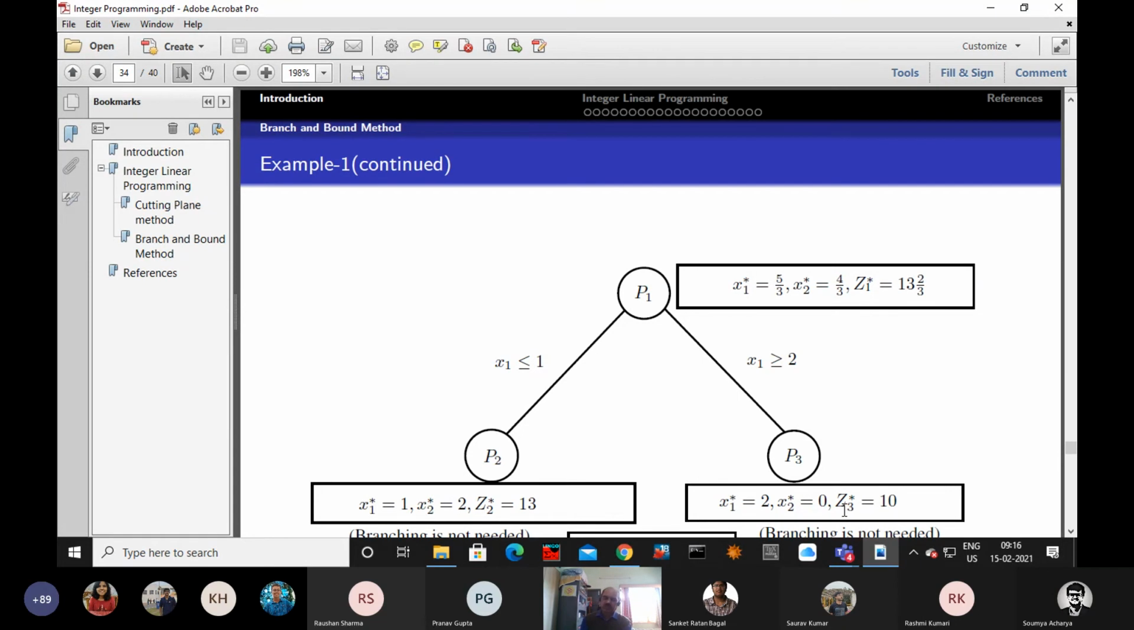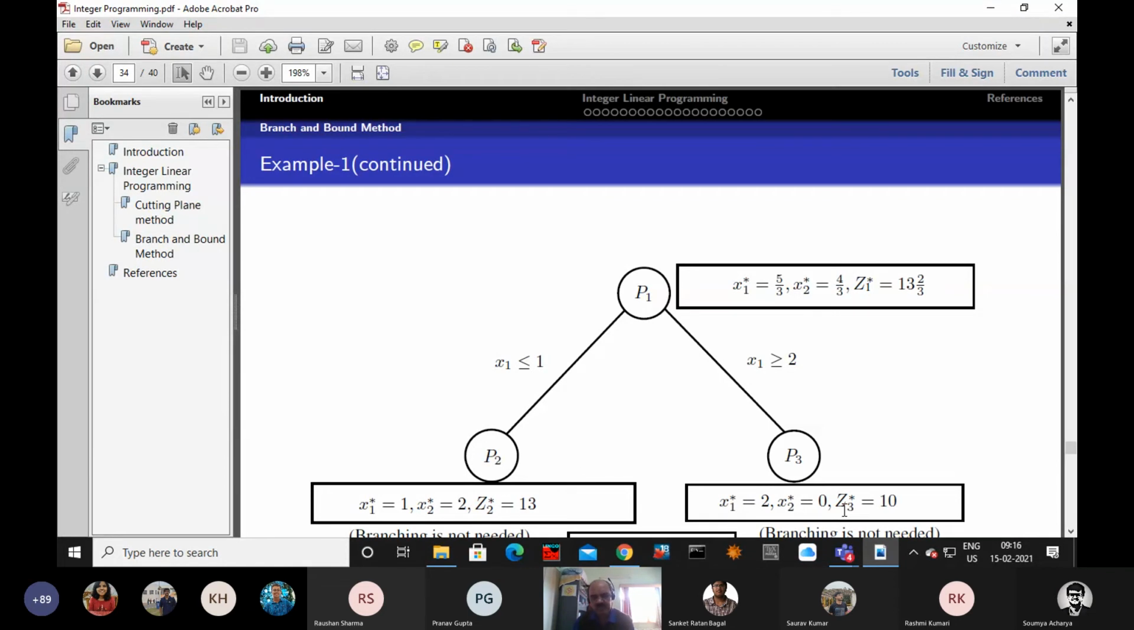You started with x1. I'm telling you, you started with x1 and let us say both the branches P2 and P3 turn out infeasible or unbounded. So what will we do? One more branch is left, that is x2. So we will again explore x2. We'll see.